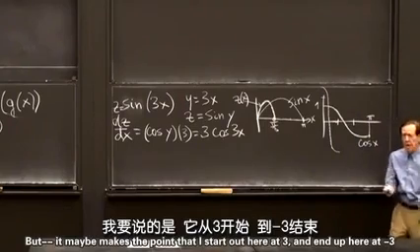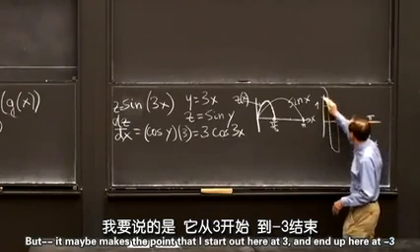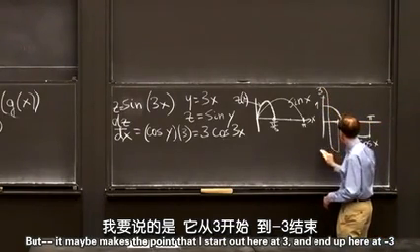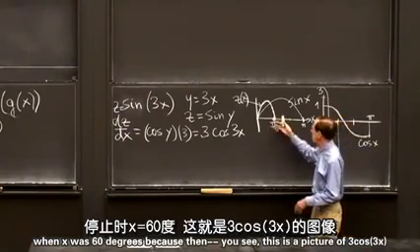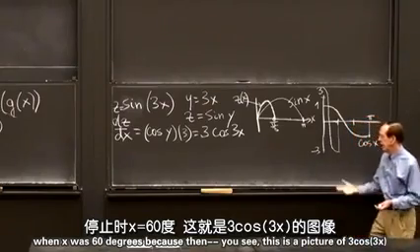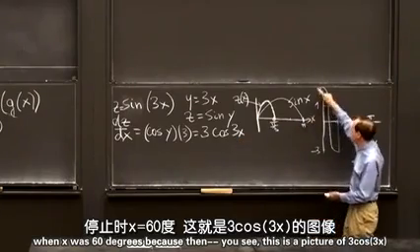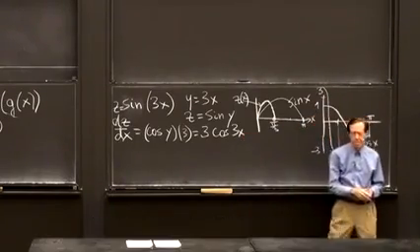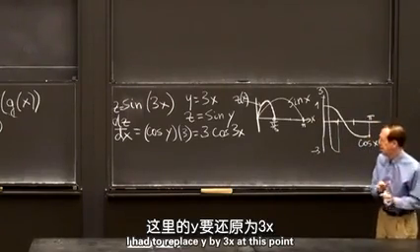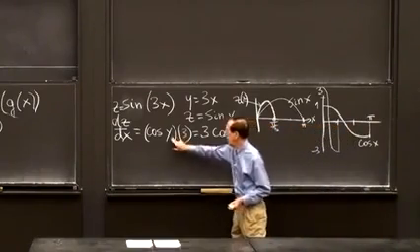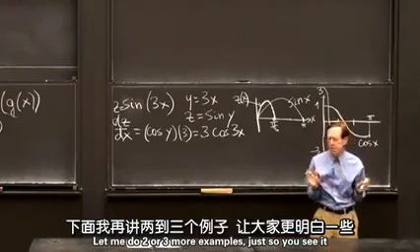I don't know if that's great, but it maybe makes the point that I start up here at 3 and I end up down here at -3 when x was 60 degrees, because this is a picture of 3 cosine of 3x. I had to replace y by 3x at this point. Okay. Let me do 2 or 3 more examples, just so you see it.